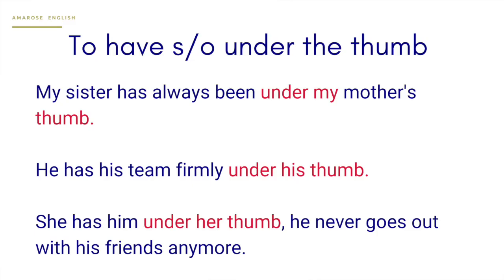So if we were to look at some sentences, a few examples may be: my sister has always been under my mother's thumb. He has his team firmly under his thumb. She has him under the thumb. He never goes out with his friends anymore. Okay, so those are a few examples of how we use under the thumb, bajo de control de alguien.